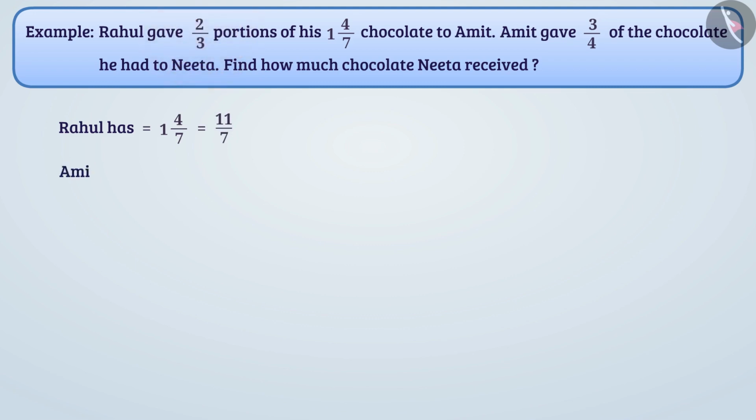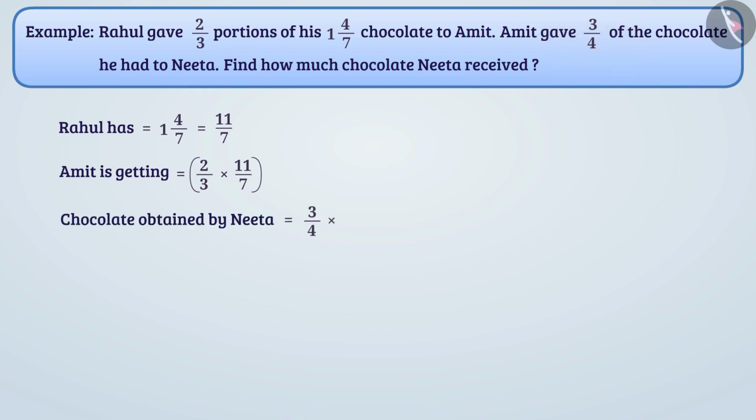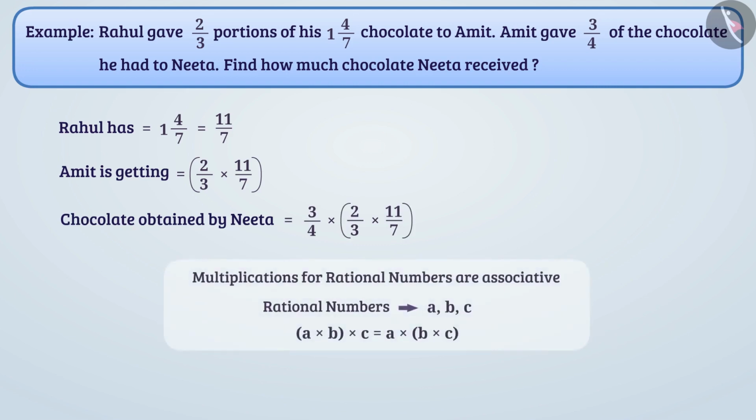That is, Amit is getting 2 by 3 multiplied by 11 by 7 chocolate. Neeta is getting 3 by 4 part of it. So the chocolate obtained by Neeta is 3 by 4 multiplied by 2 by 3 multiplied by 11 by 7. Let's solve it. Multiplication of rational numbers is associative. So we can group here as follows.